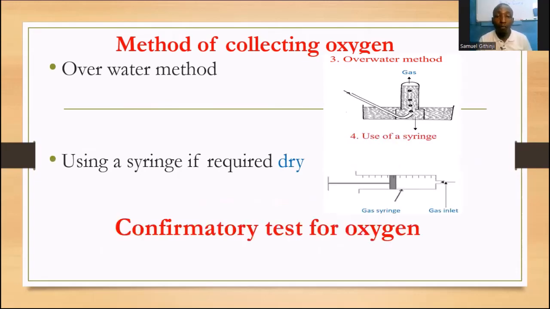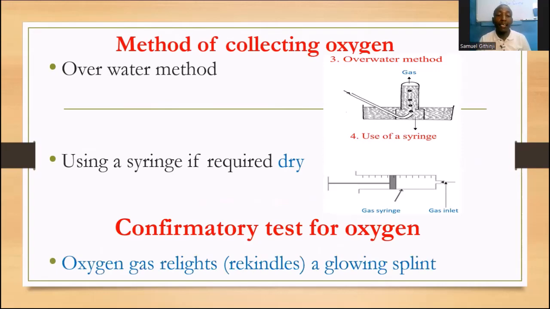How do I confirm the gas? The confirmatory test for the gas: oxygen relights, what we call rekindles, a glowing splint. So for my student, if you are asked to describe, you only need to light a splint, put out the flame, then you will have a glowing splint. Then you lower it into a gas jar that is full of oxygen. And what will happen? The burning splint will rekindle. Otherwise, in one of my videos, I did prepare oxygen, so you can review and see that, my student.